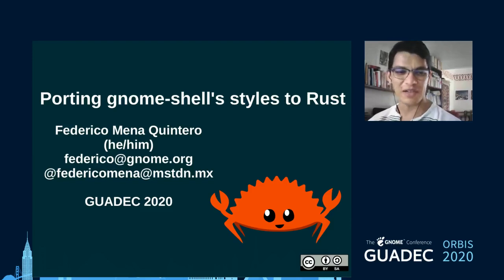Anyway, my name is Federico Mena, and I've been doing a lot of work on porting things to Rust, as many of you already know. During the last 2 or 3 years, the librsvg team ported the whole library to Rust. Now the turn is for gnome-shell's styling machinery, which shares many of the things that librsvg has for CSS processing.